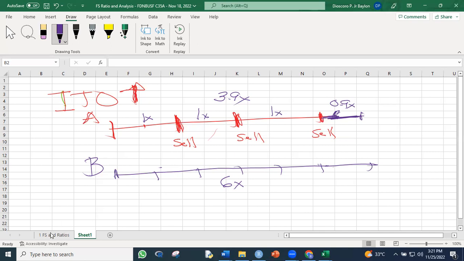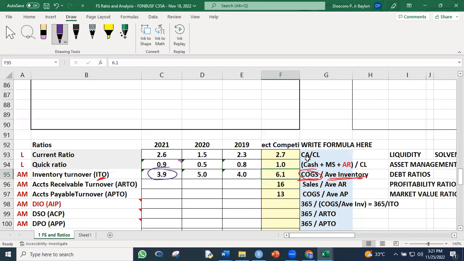All right. So just by way of review, for inventory turnover, if we're benchmarking, if we're comparing, the higher the inventory turnover, generally the better for the company. All right, then we go to ARTO, accounts receivable turnover. And what's the formula for ARTO? It's your sales divided by your average accounts receivable. Again, we're going to get the average.